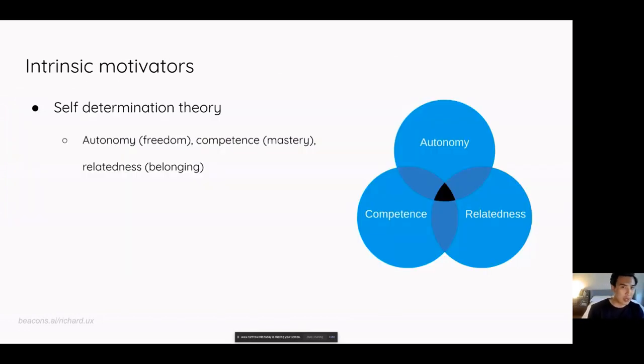Intrinsic motivators are a lot harder to grasp and most people haven't really figured it out, but one of the best and most prominent theories for intrinsic motivation is self-determination theory, which is essentially the intersection of these three elements: autonomy slash freedom, competence slash mastery, and relatedness slash belonging. So any sort of experience where you have all three elements, you have a chance at creating true intrinsic motivation, which I believe leads to the most sustainable long-term retention and growth.